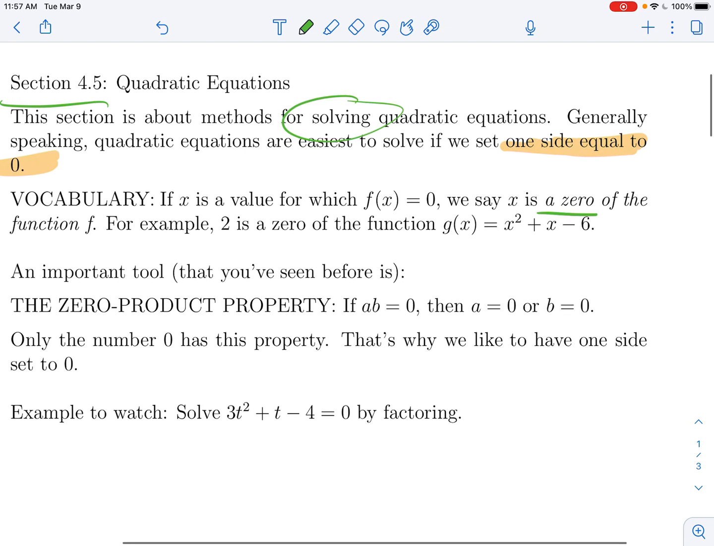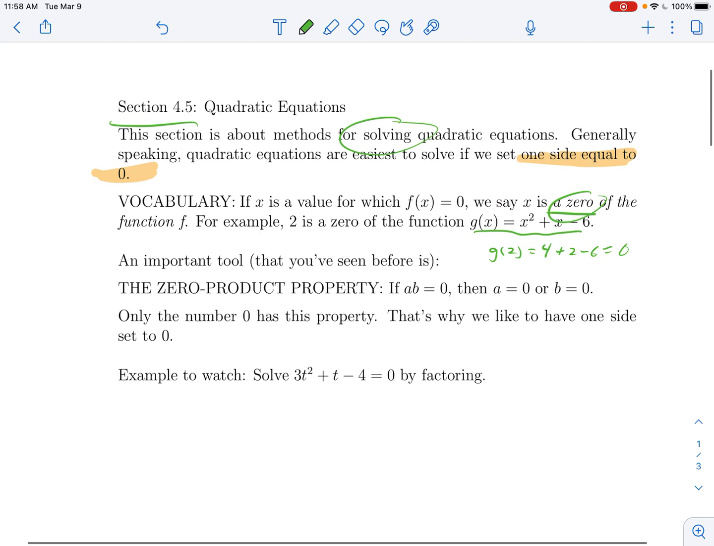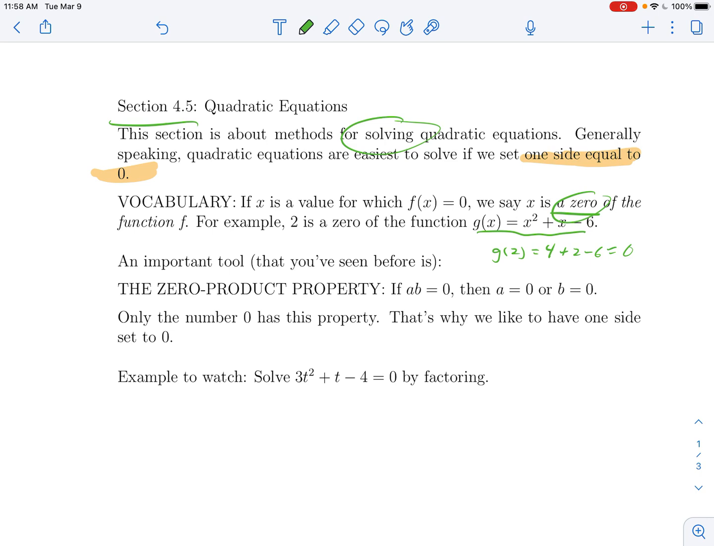So for example, 2 is a 0 of this function, because we could check that g of 2 would be 2 squared plus 2 minus 6, which is 0. So a 0 is basically just a fancy term for something where if you plug it in, you get 0. I won't use this word a ton, but it does creep up every so often, so I want you to know what this means.